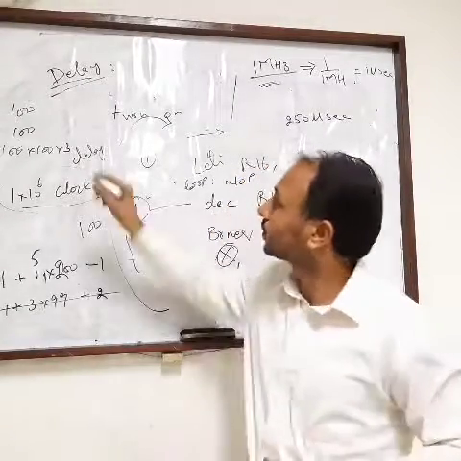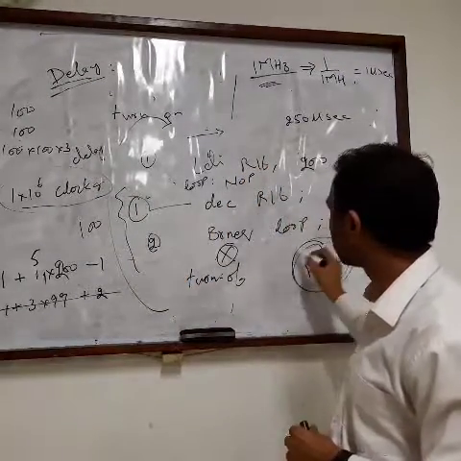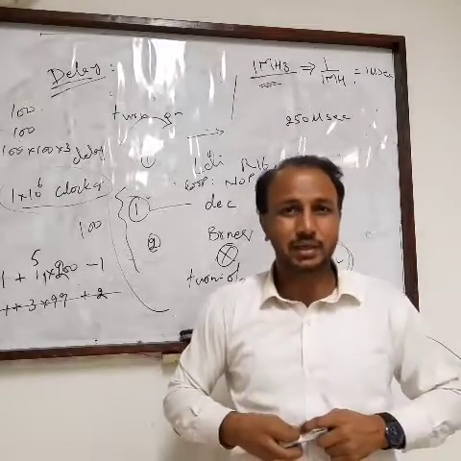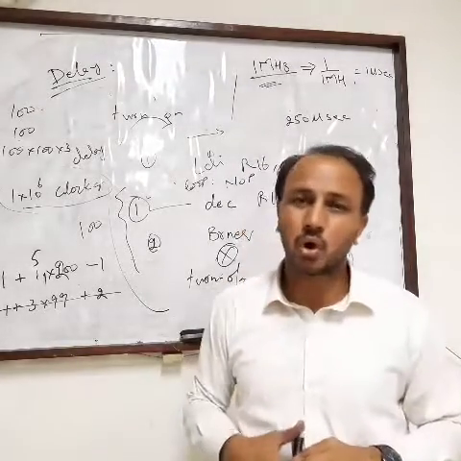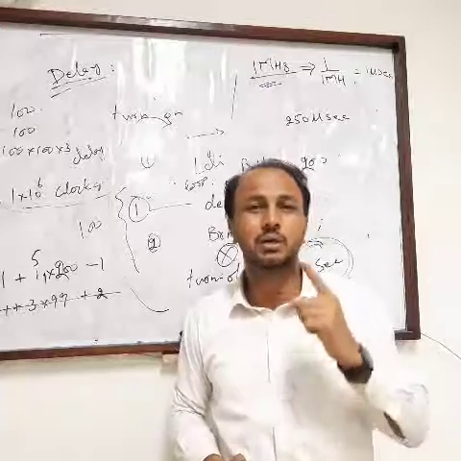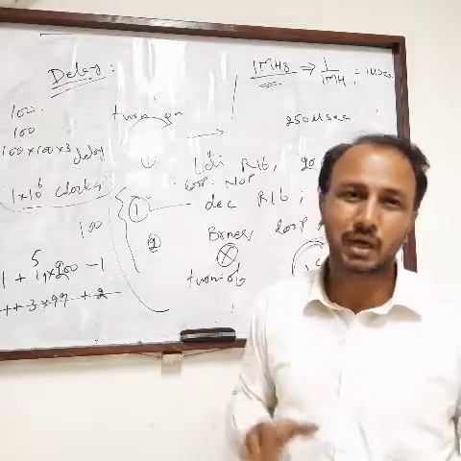Your task is again to write code for a 1 second delay when your processor clock speed is 1 microsecond, or 1 megahertz is your clock speed.